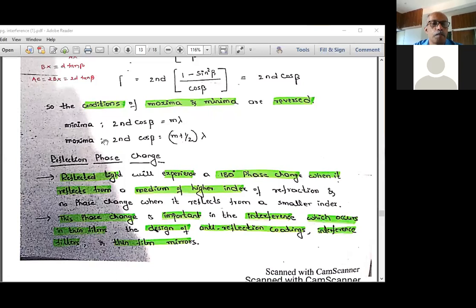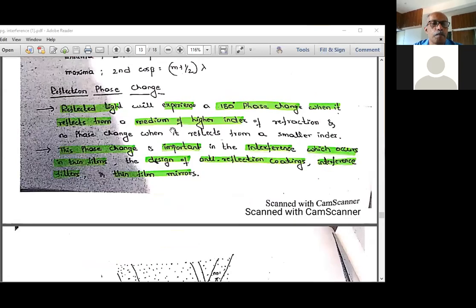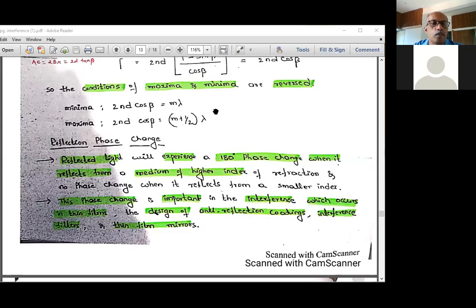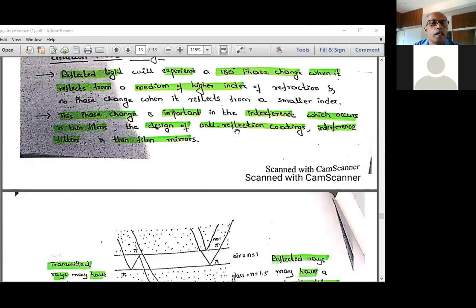Reflection phase change. Reflected light will experience a 180-degree phase change when it reflects from a medium of higher index. So you'll observe that if it gets reflected from a medium of higher refractive index, there will be a phase change of 180 degrees, due to which these conditions get reversed.